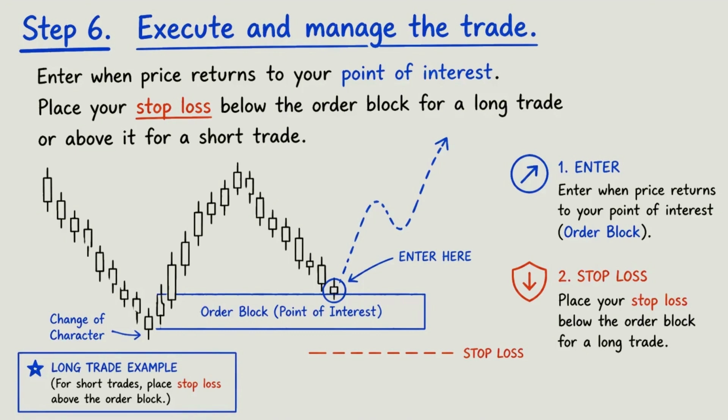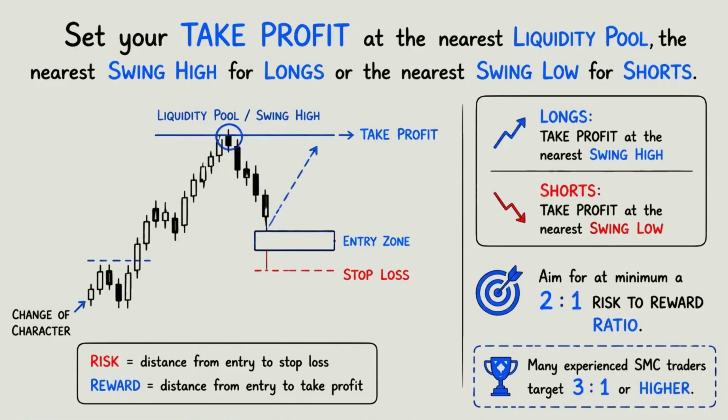Step 6. Execute and manage the trade. Enter when price returns to your point of interest. Place your stop loss below the order block for a long trade or above it for a short trade. Set your take profit at the next liquidity pool, the nearest swing high for longs or the nearest swing low for shorts. Aim for at minimum a 2-to-1 risk-to-reward ratio. Many experienced SMC traders target 3-to-1 or higher.